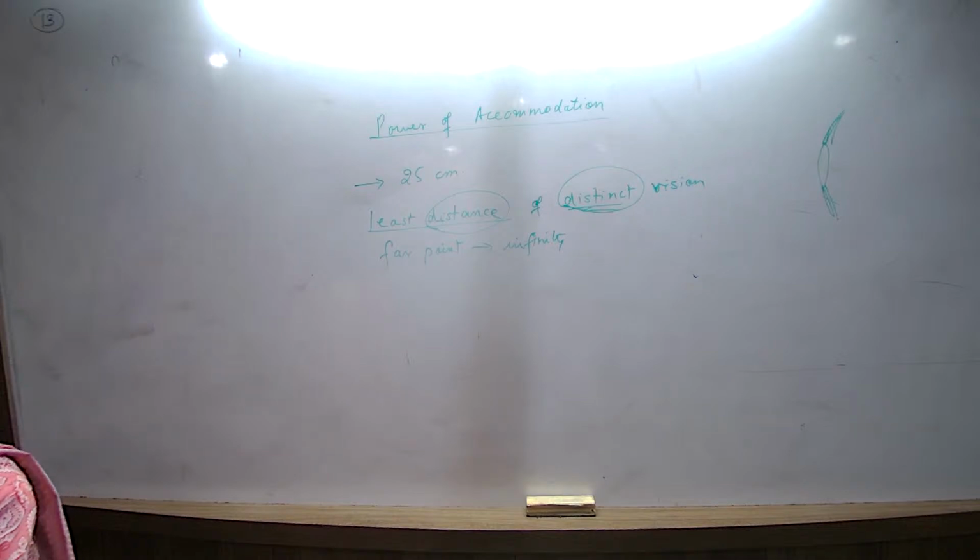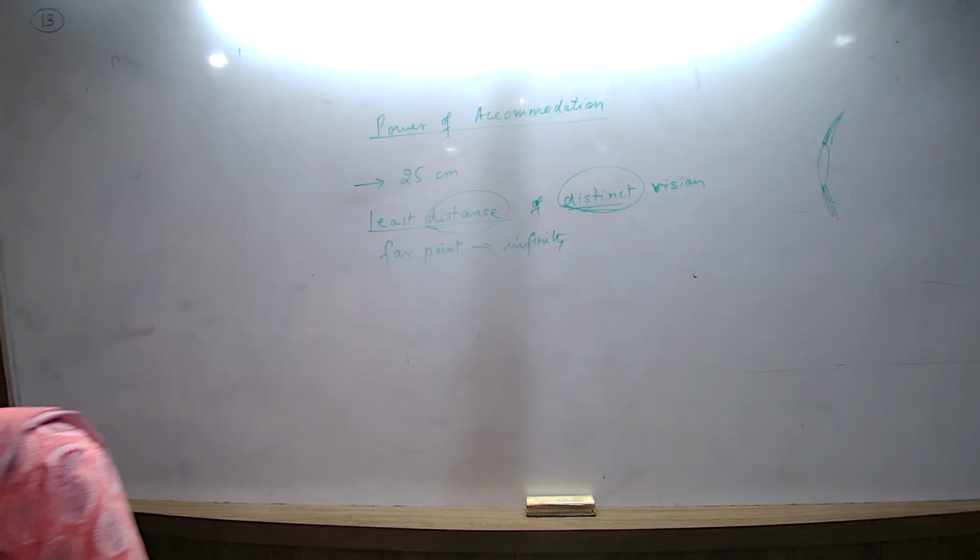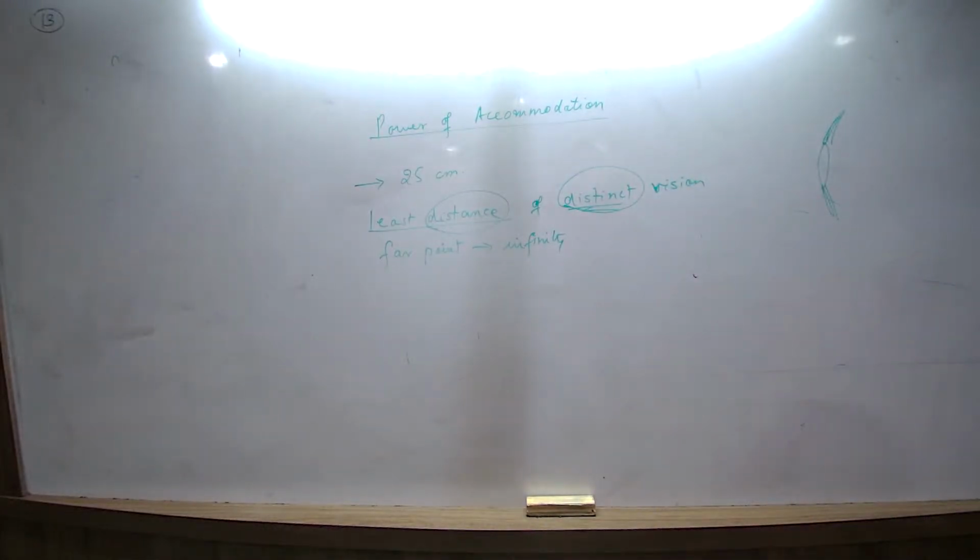Come on, take them. What is power of accommodation? Quickly. The ability of the eye lens to adjust its focal length is called accommodation.